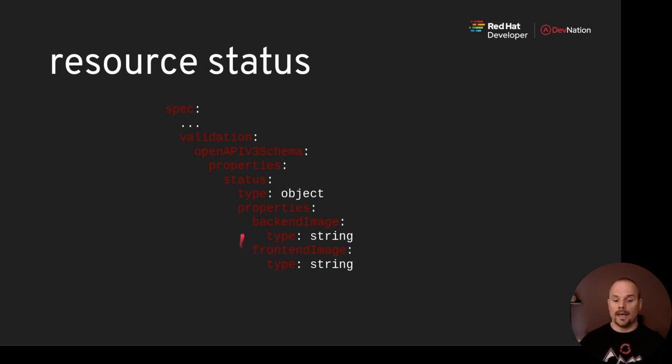And in this case, we're going to have two fields, backend image and front-end image. Again, it's more for demo purposes, but the user is going to create a visitors app, and in the status, the operator is going to tell the user, this is the specific Docker Hub image and tag that I'm using for the backend REST API, and this is the specific image I'm using for the front-end API. Maybe not the most useful of information, but it is something that only the operator would know, and this is a chance for it to make it available to you.